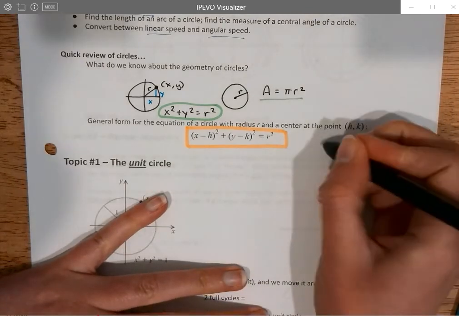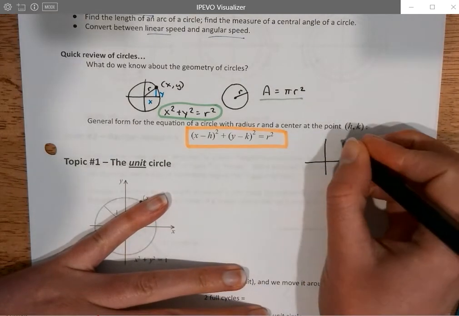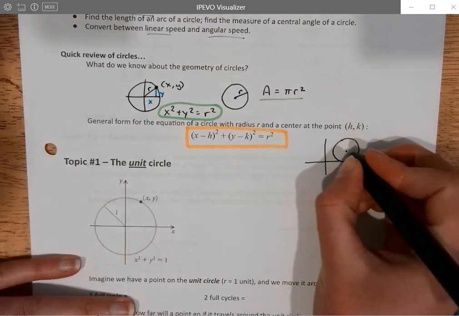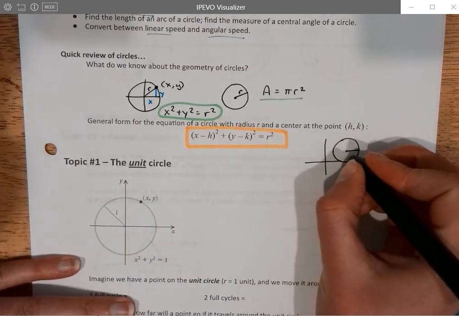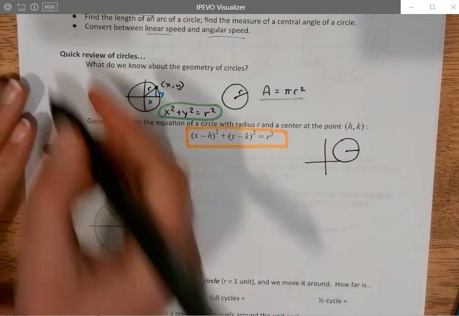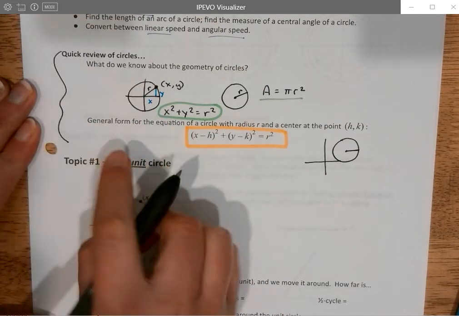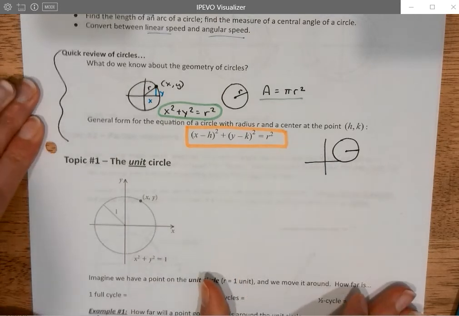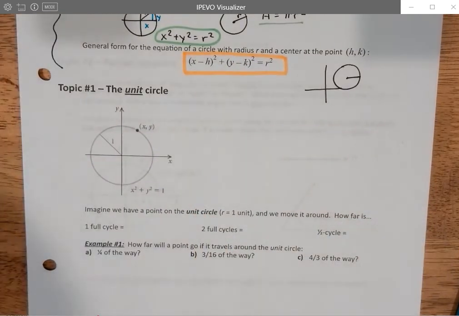So this circle would be in a different location, and I believe we've talked about these before as well when we were doing completing the square. So we were writing the equations of circles in that way as well. So that should be a review. When we talked about completing the square, we talked about this form here, I know, as well. Okay. Now, bringing in angles with these.